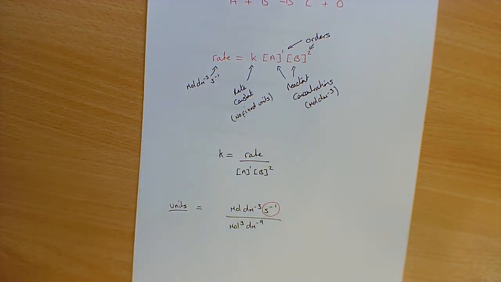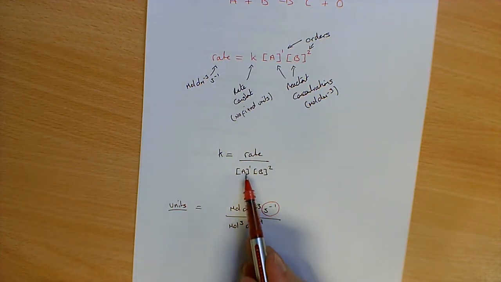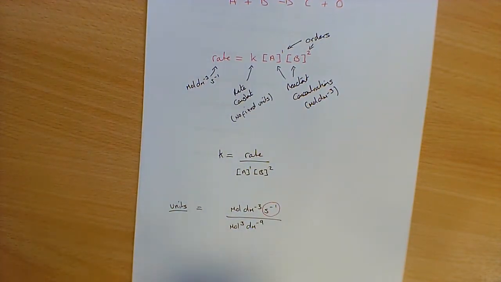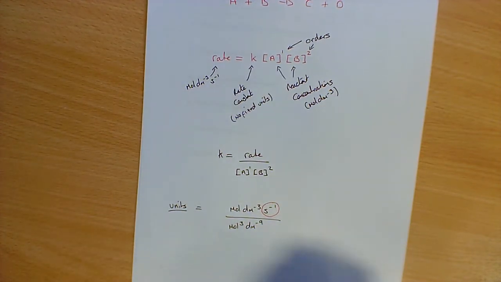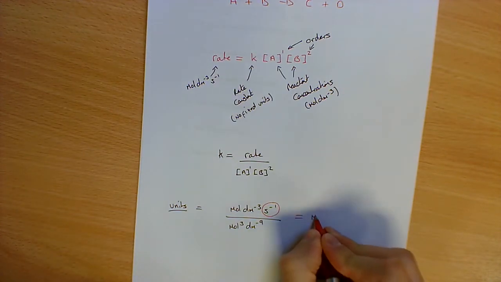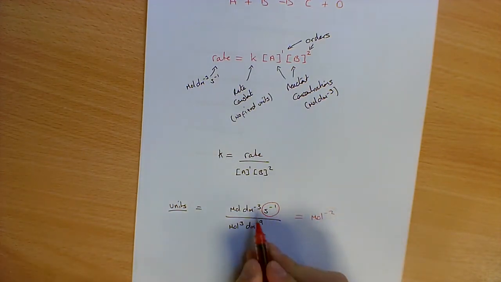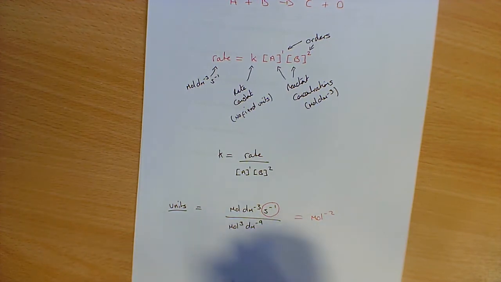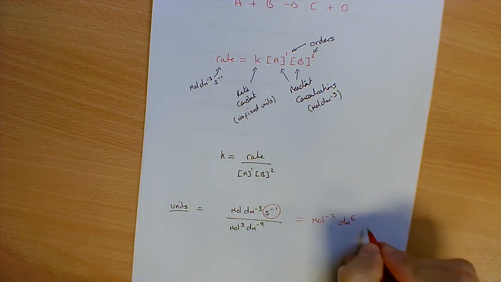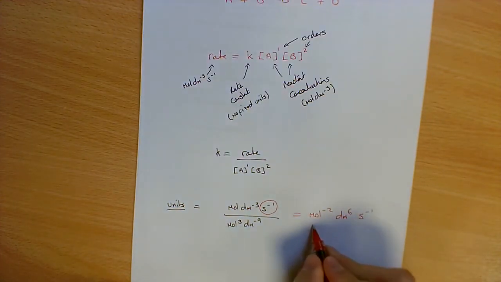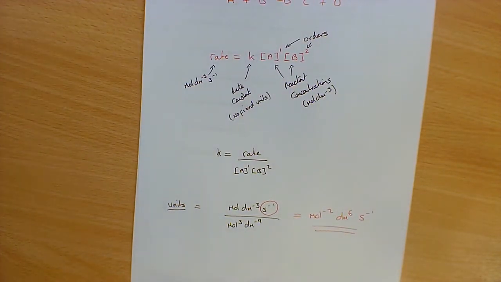So no matter what, you're always going to have second to the minus 1 as part of your units for the rate constant. So in this case, we've got a first order and a second order reactant, so we've got 3 lots of mole per decimeter cubed on the bottom. So 1 minus 3 is minus 2. So mole to the minus 2, minus 3 minus minus 9 is positive 6, and then there's nothing to cancel the seconds, second to the minus 1, and there are our units.